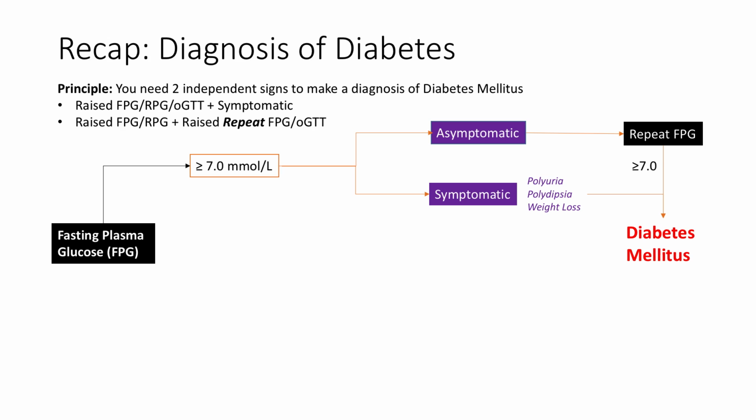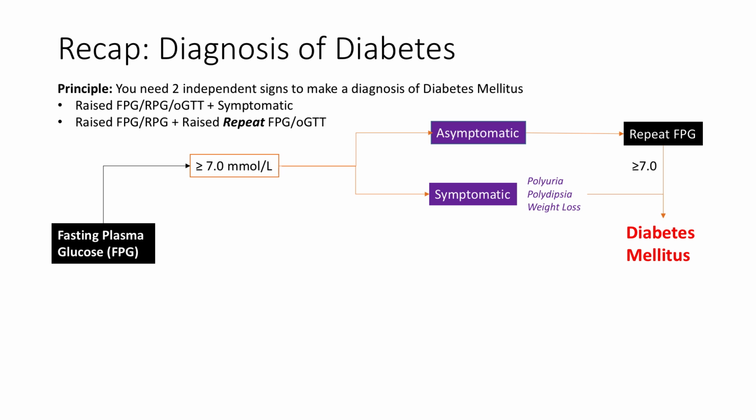Polydipsia is increased thirst. Polyuria is increased urine output. Why do you have increased thirst? Because you urinate so much, then you're dehydrated, then you drink a lot. And you urinate a lot because of osmotic diuresis, because glucose is a solvent that pulls water with it. Okay?